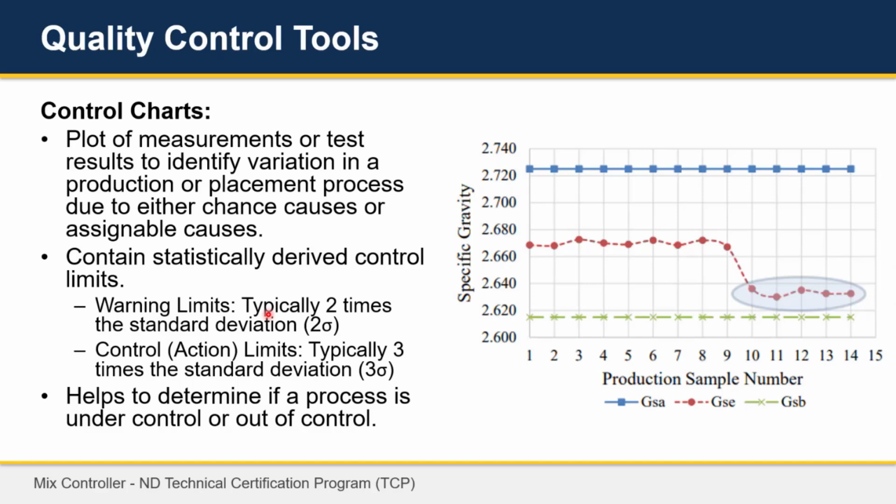I think an underutilized quality control tool, and I don't know how much it is used in North Dakota, but I always talk about it because I think as an industry we don't use it enough, is control charts. Control charts are a way to plot measurements, the test results that many of you generate, as a way to make better decisions. Okay.